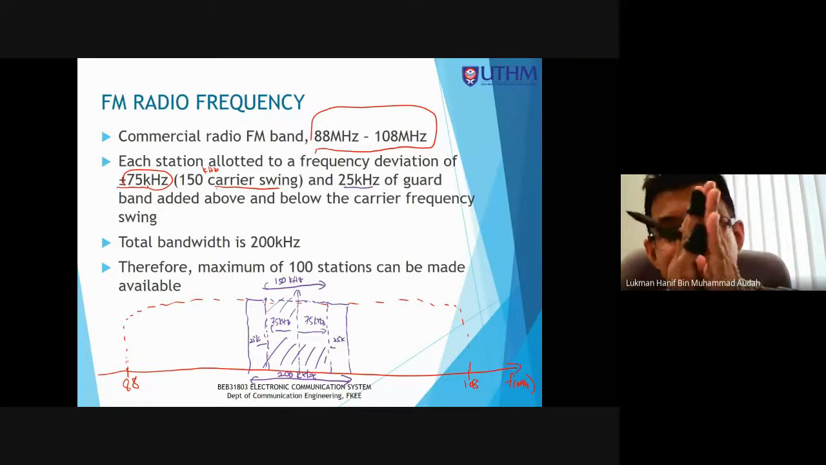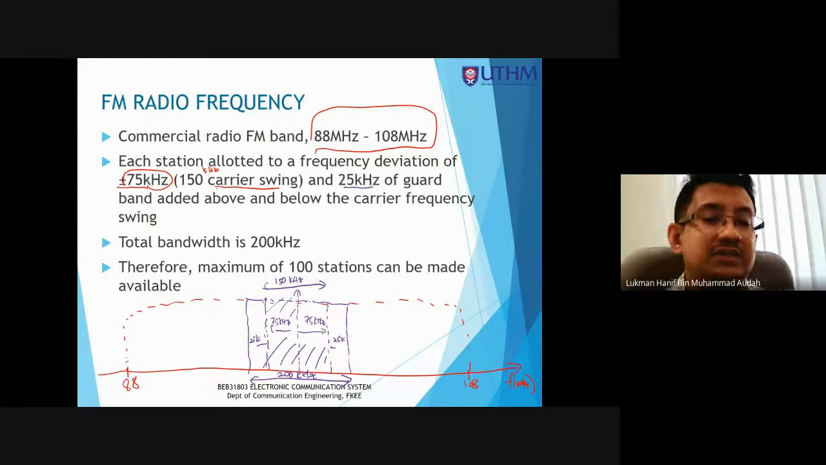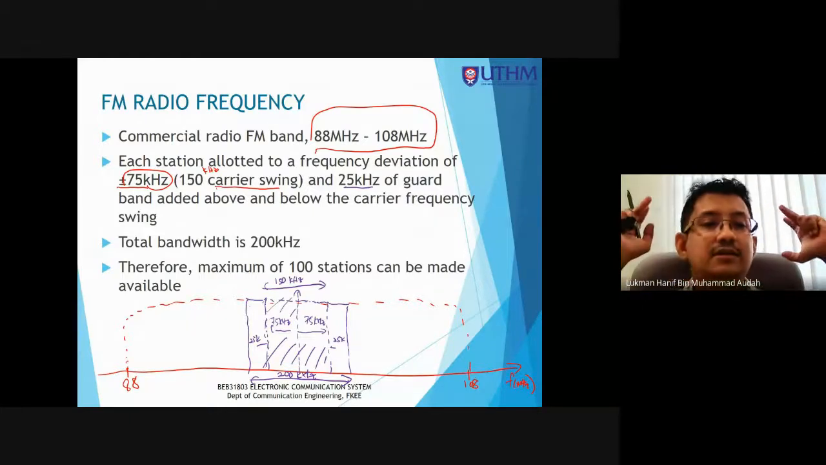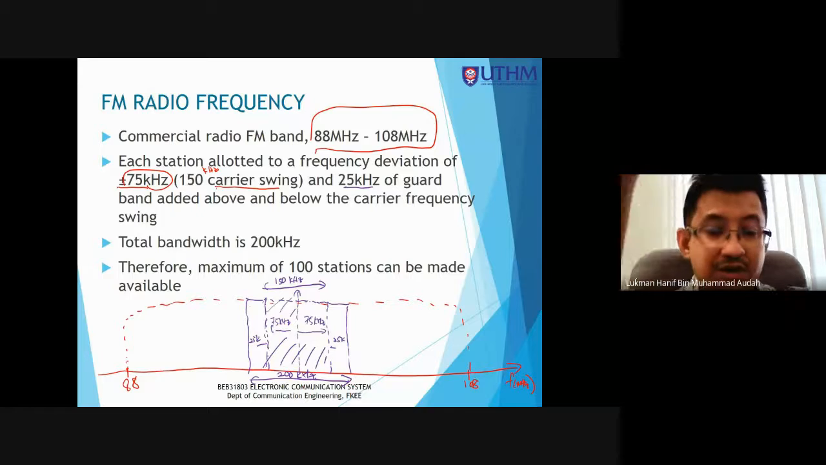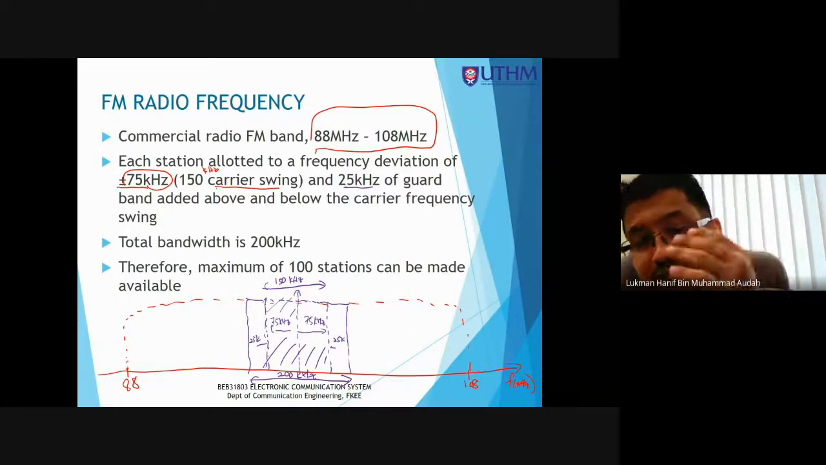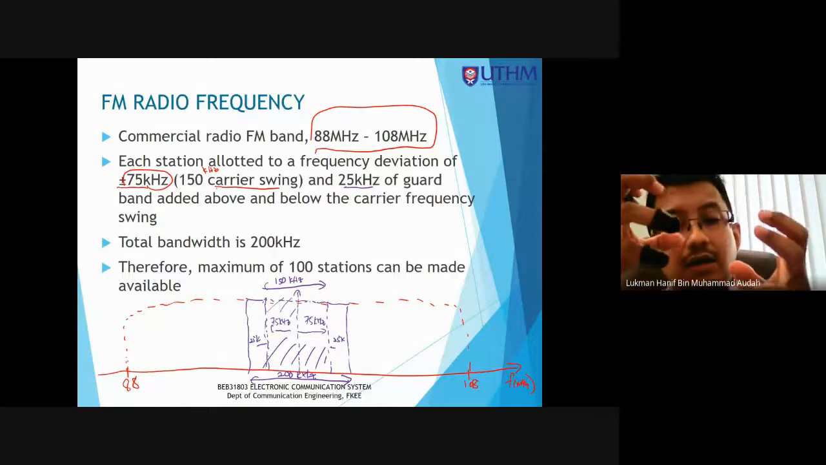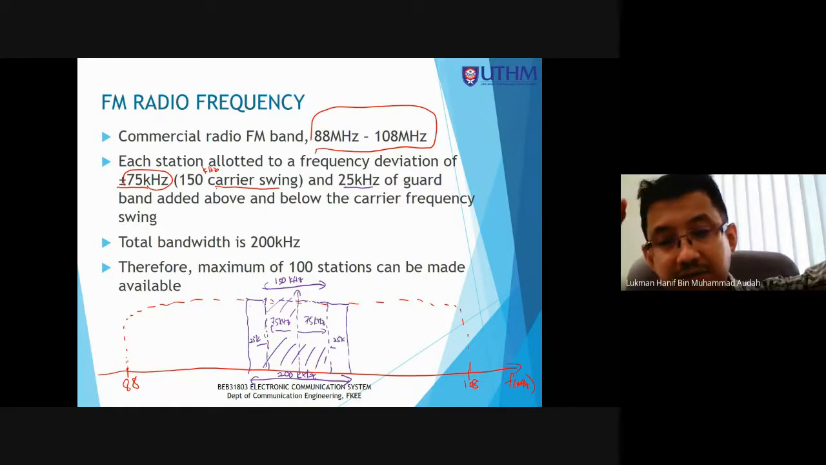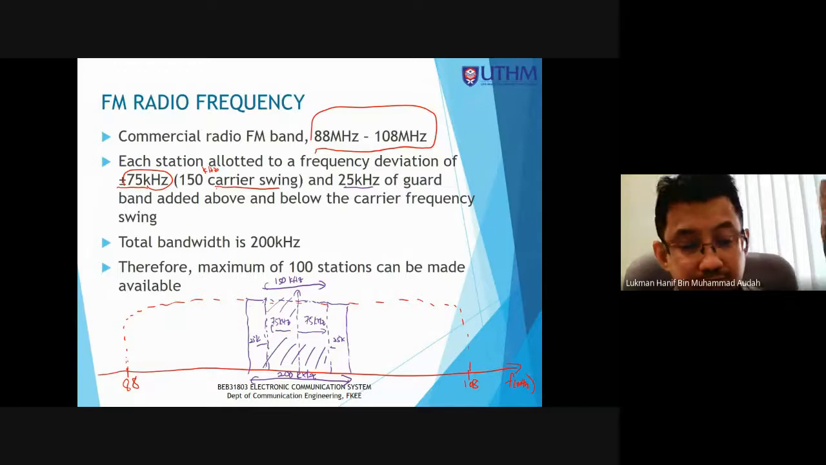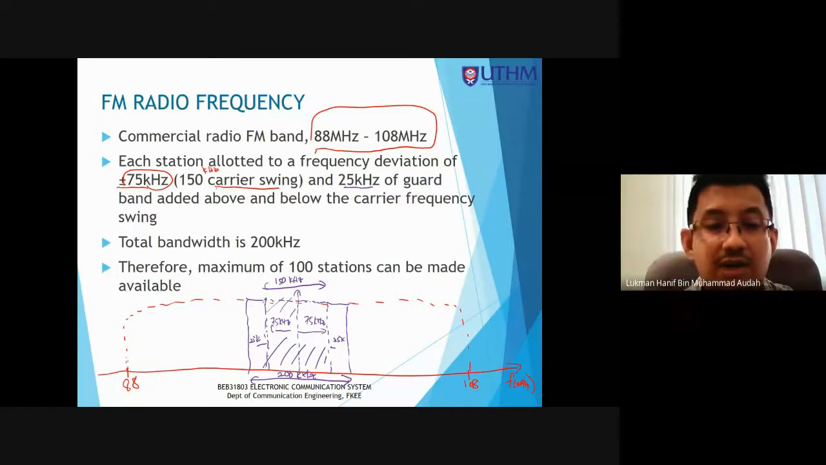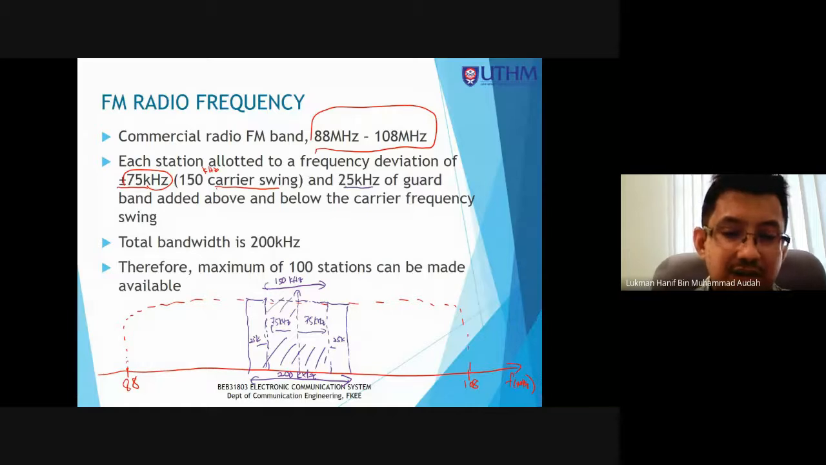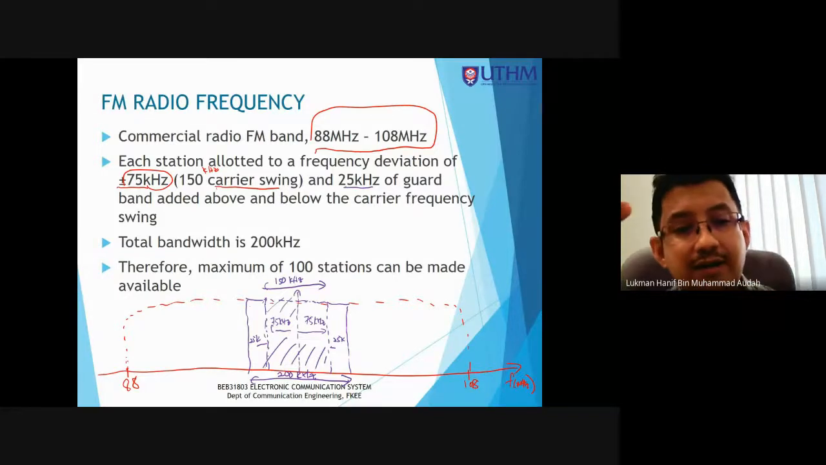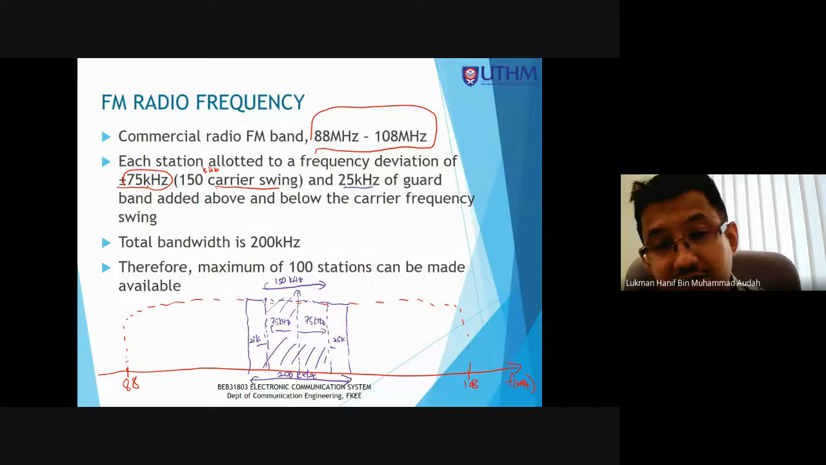Okay, so dalam satu kawasan kita boleh allocate. So now we are talking about one area. Kita tak boleh cerita satu Malaysia. We are talking about one area, for example, Batu Pahat. In Batu Pahat, we have a base station for the radio, for example, that covers the area of Batu Pahat. Okay, so we can allocate this FM band from 88 until 108 to 100 radio stations within Batu Pahat. Kita tak boleh kata satu Malaysia because it is too big.